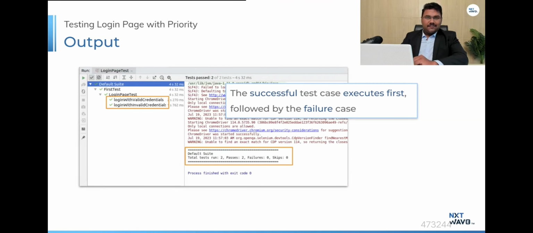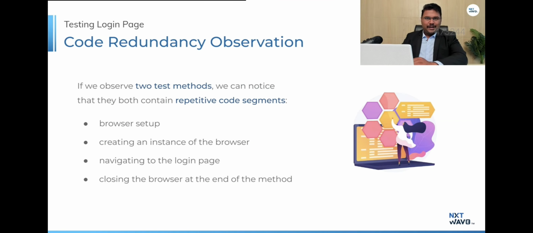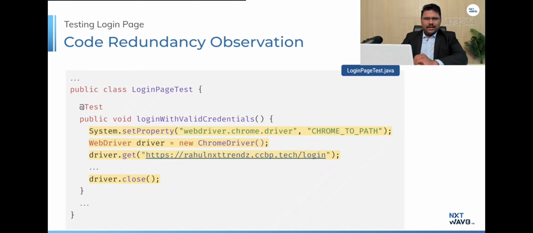As we have observed, the test cases were executed in the order of priority. Moving on, if you observe both the test methods, we can notice that they contain certain repetitive code segments, like the browser setup, creating an instance of the browser, then navigating to the login page, then closing the browser at the end of the method. So all of these things are basically repetitive in nature. Here's how they look.